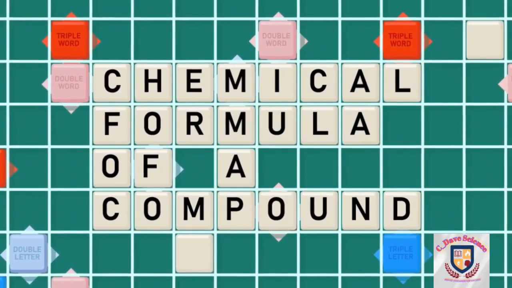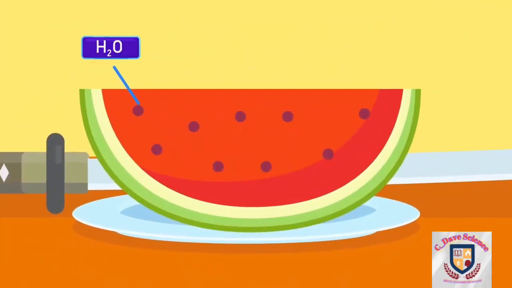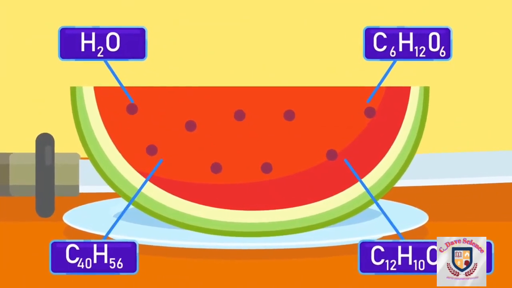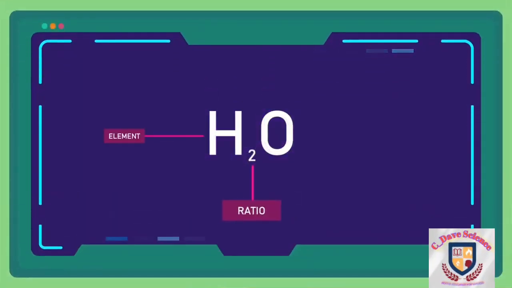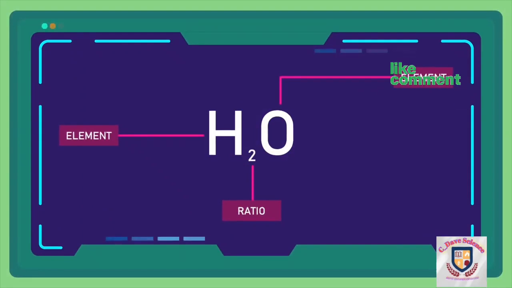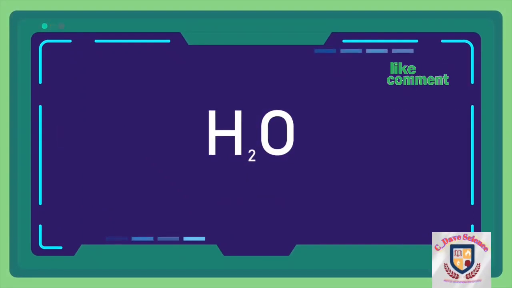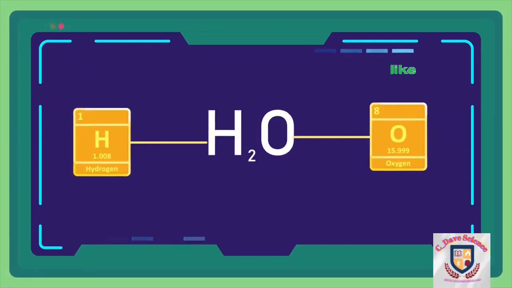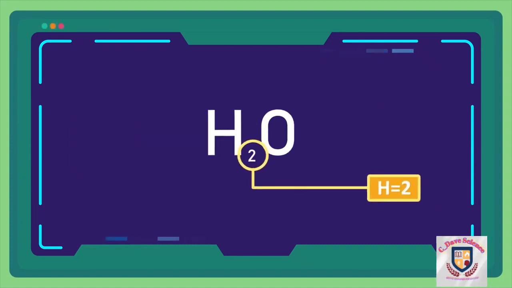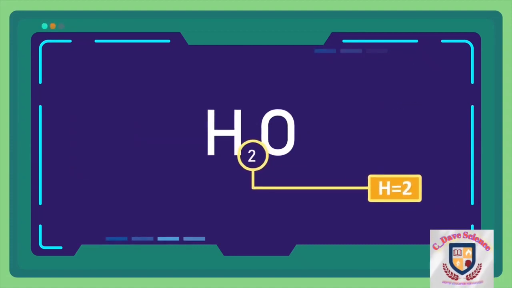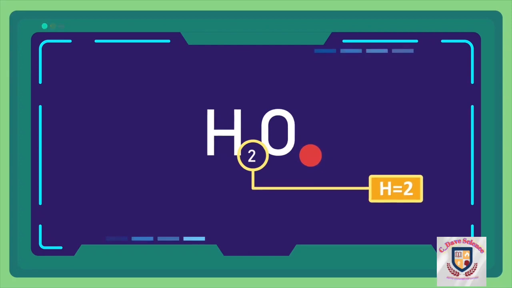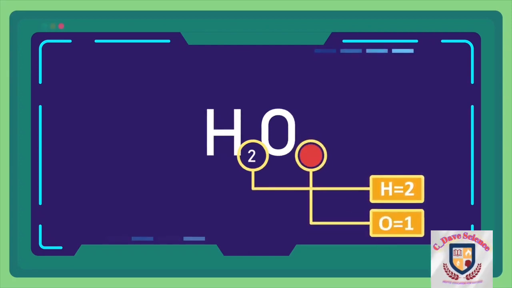Chemical formula of a compound. A chemical formula tells us the types of elements present in a compound and the ratio of different atoms present in a compound. For example, in H2O, the H and O tell us the kinds of elements present, and 2 tells us that there are 2 hydrogen atoms. Oxygen has nothing written with it. This means that only one oxygen atom is present.